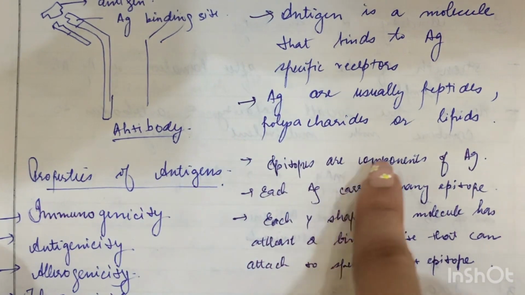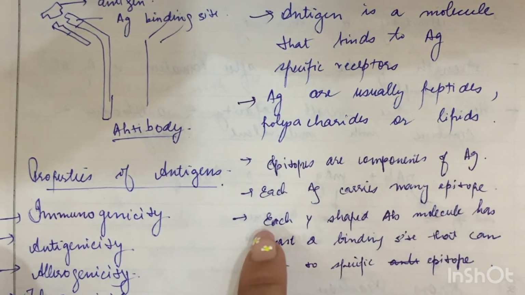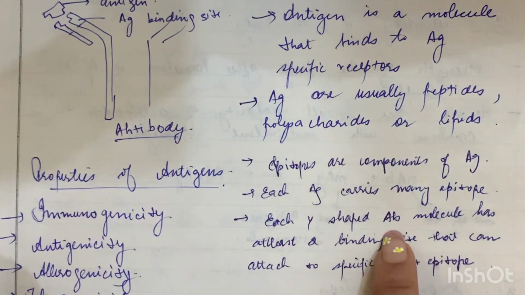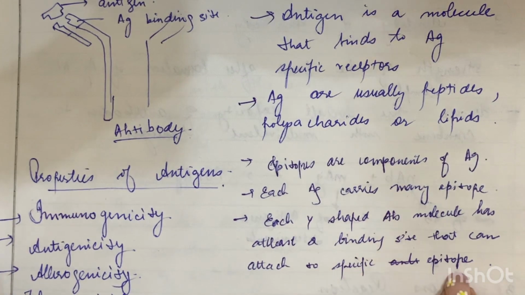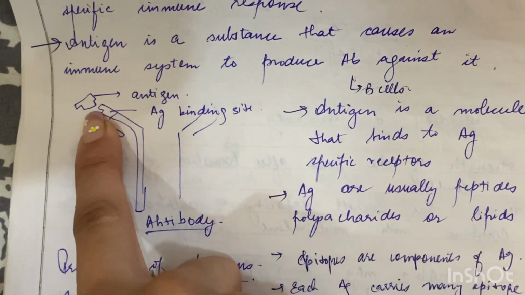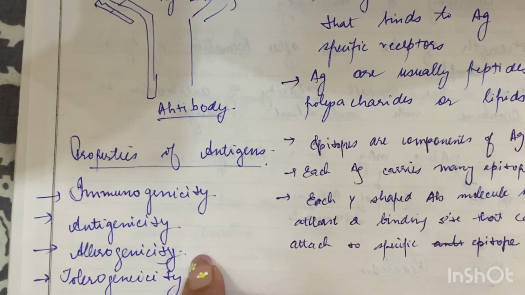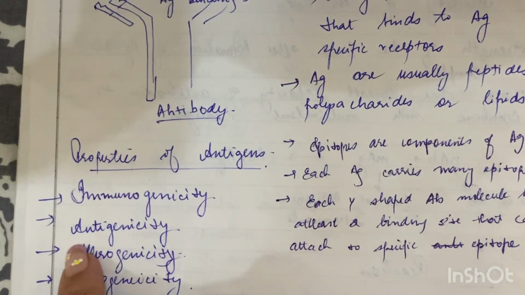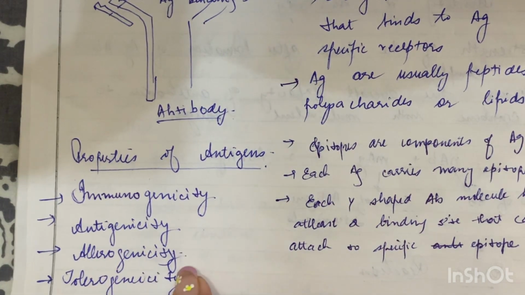Epitopes are components of antigens. Each antigen carries many epitopes. Each Y-shaped antibody molecule has at least two binding sites that can attach to specific epitopes. This way, one side and the other side. Now these are various properties of antigens like immunogenicity, antigenicity, allergogenicity, and tolerogenicity.